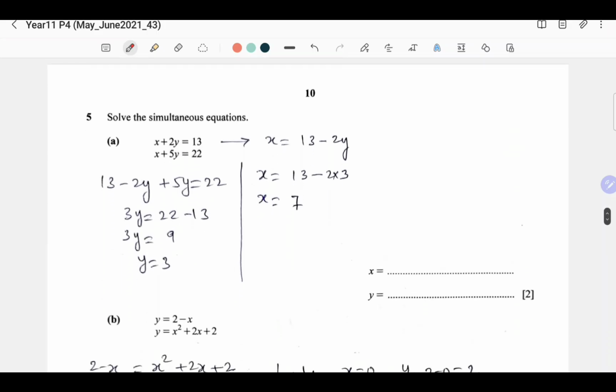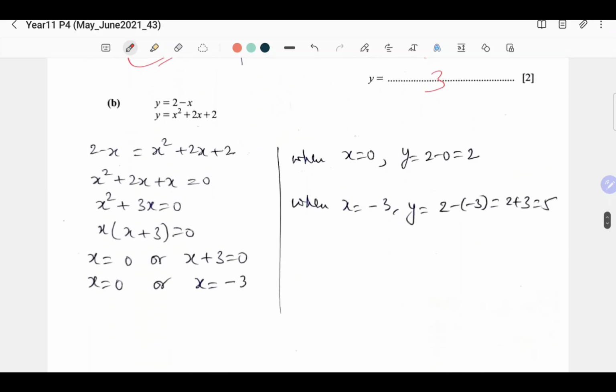Okay. Solve the simultaneous equations. It's a very simple question, guys. x plus 2y equals 13, so x is 13 minus 2y. Just put it over here: 13 minus 2y plus 5y, add them together, 3y. Move 13 to the right side, 3y is 9, y is 3. Now we found y, just put y equals 3 here: 13 minus 2 times 3, that is 7. So guys, x is 7, y is 3.